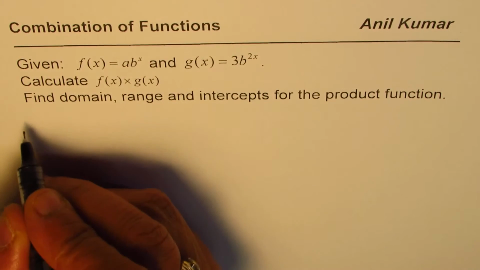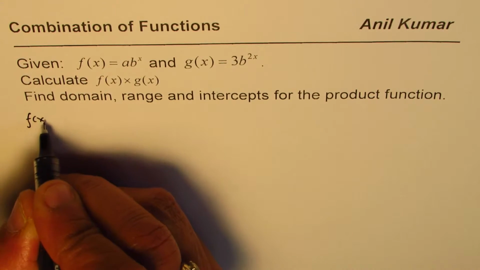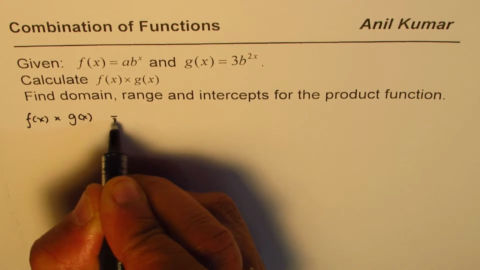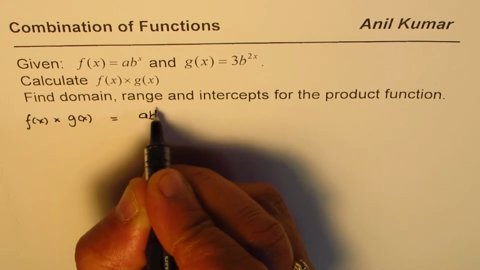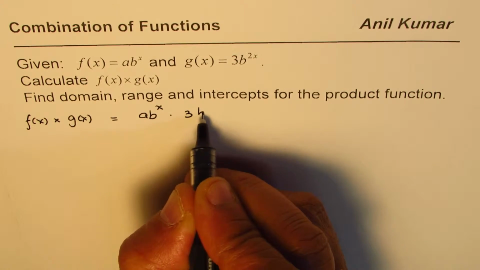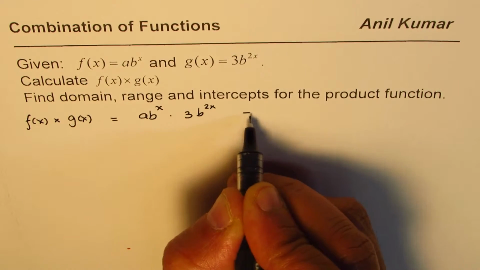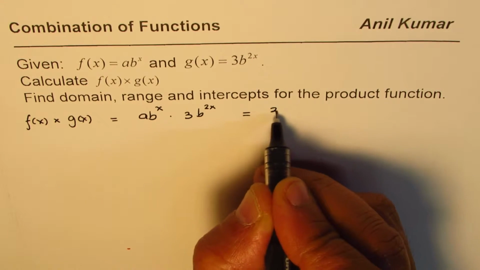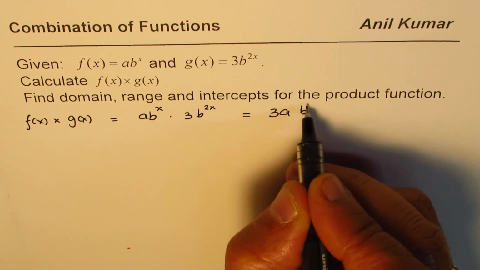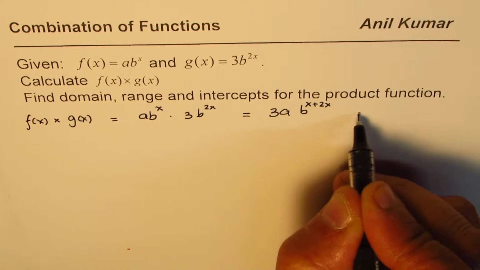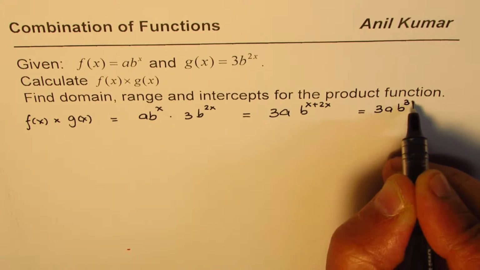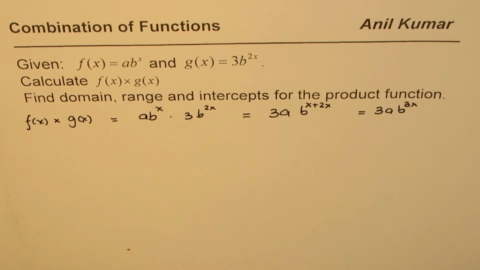So let's write down the product function first, which is f of x times g of x, that is equal to a b to the power of x, that is f of x, times g of x, which is 3 times b to the power of 2x. So that gives you 3a, which is a constant, b to the power of x plus 2x, which I could write as 3a b to the power of 3x. So that is the product function for us.